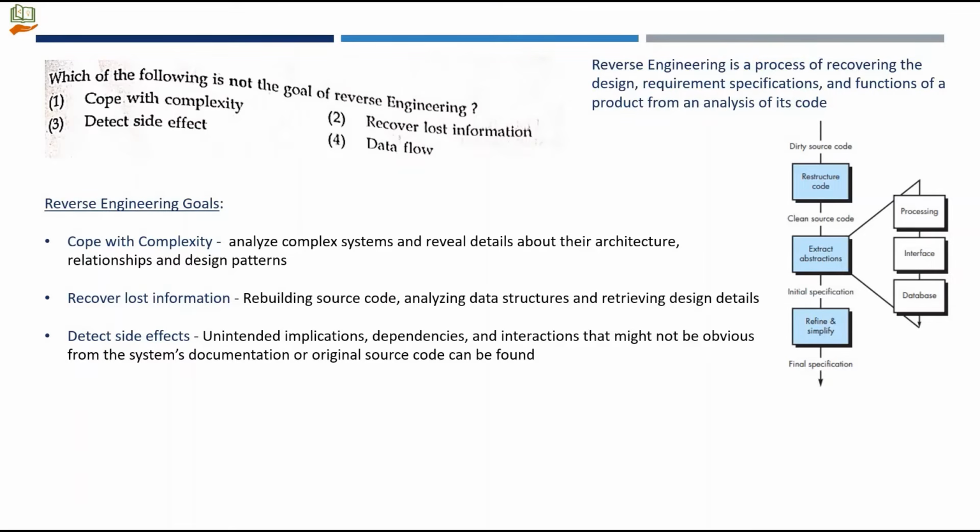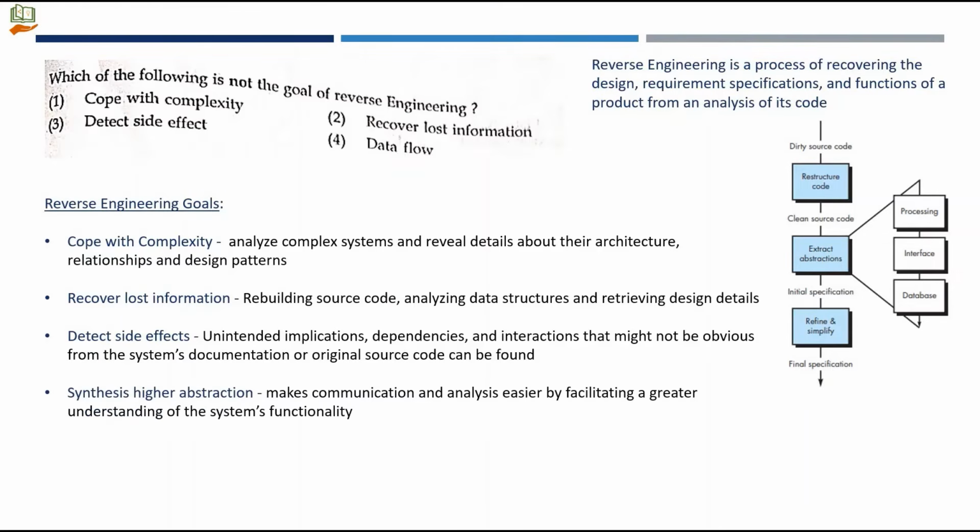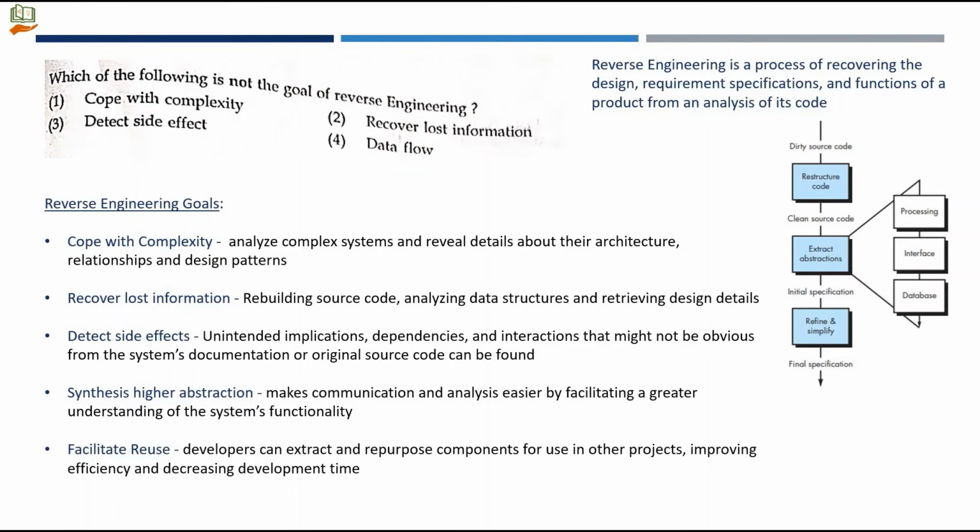Detect side effects, unintended implications, dependencies and interactions that might not be obvious from the system's documentation or original source code can be found. Certain things cannot be directly seen in the source code or documentation, so those side effects should be found. Synthesis, higher abstraction, makes communication and analysis easier by facilitating a greater understanding of the system's functionality. Facilitate reuse. Developers can extract and repurpose components for use in other projects, improving efficiency and decreasing the development time.